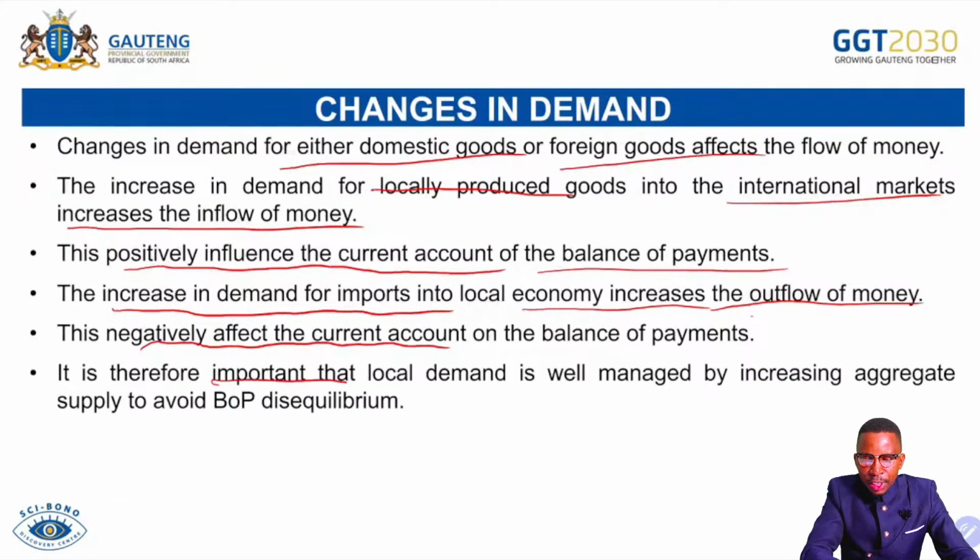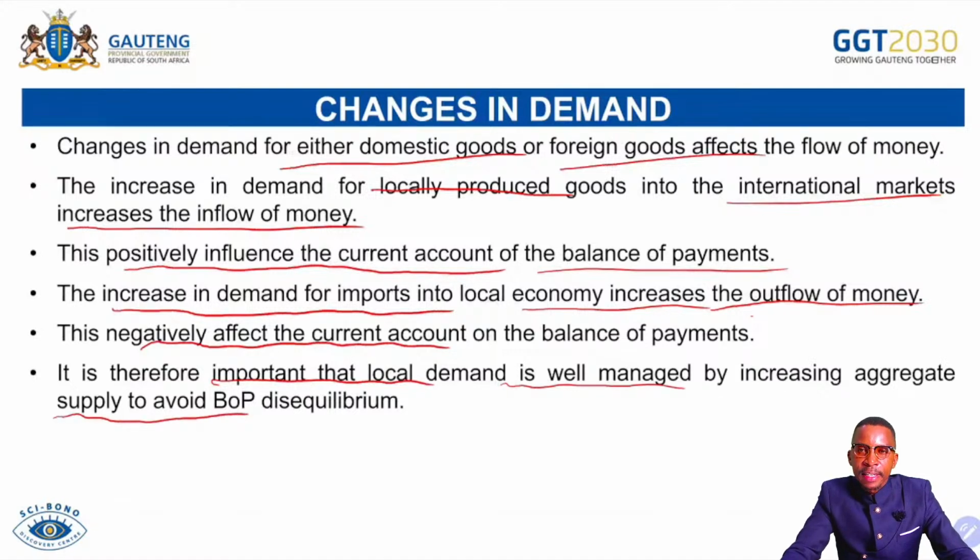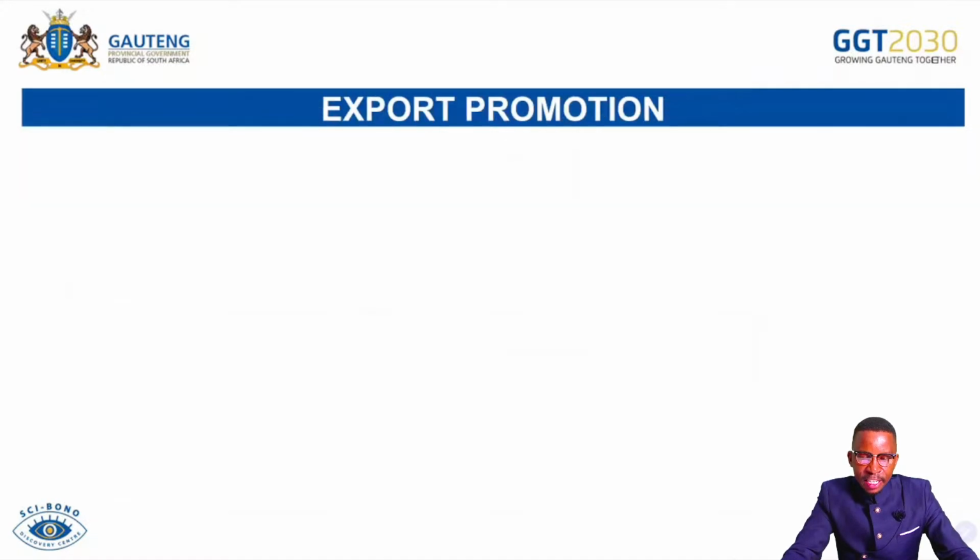It is therefore important that local demand is well managed by increasing aggregate supply to avoid balance of payment disequilibrium, meaning local firms must supply more goods and services to prevent local consumers from demanding goods from abroad so that there won't be a BOP deficit.